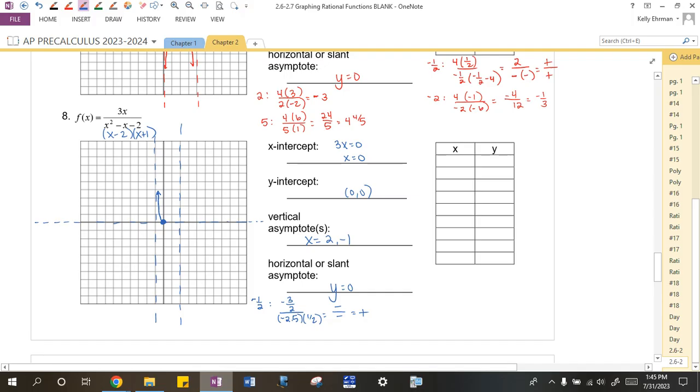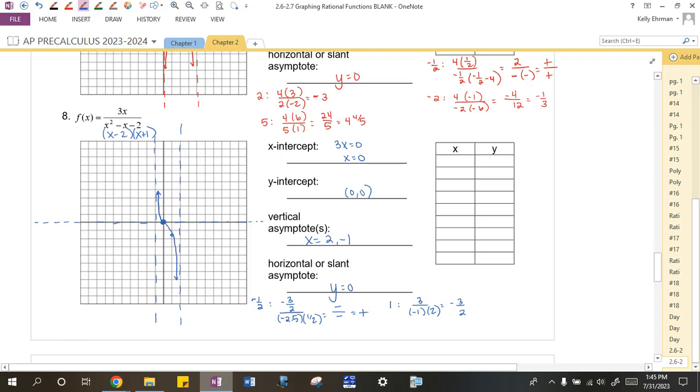Now it probably crosses through because x equals 0 didn't come from a multiplicity that's even, but just to be sure, I'm going to plug in 1. Then I would get 3 over -1 times 2. So yeah, -3 over 2. So 1 down -1.5.